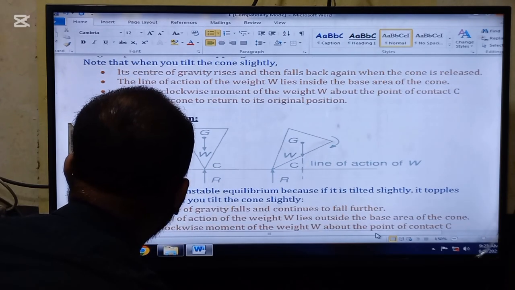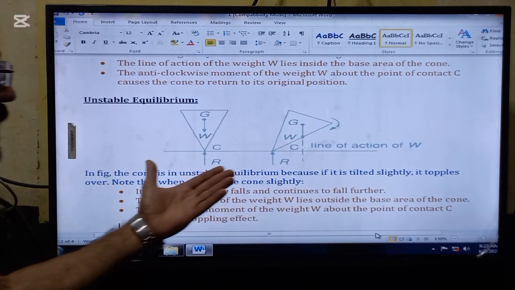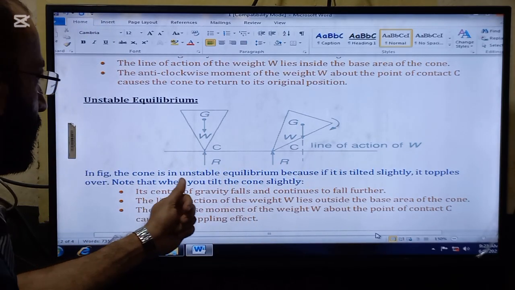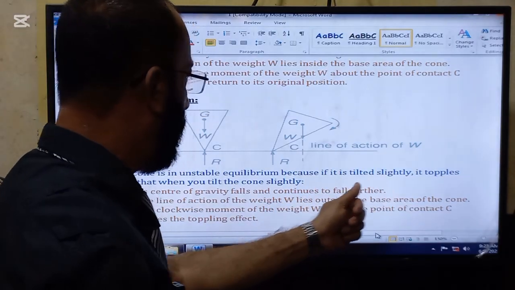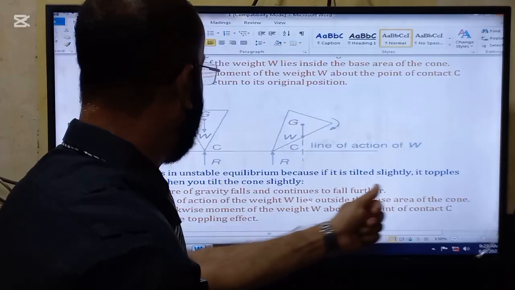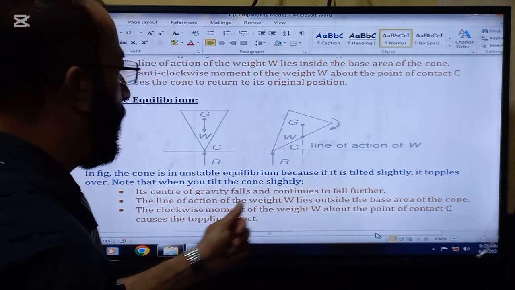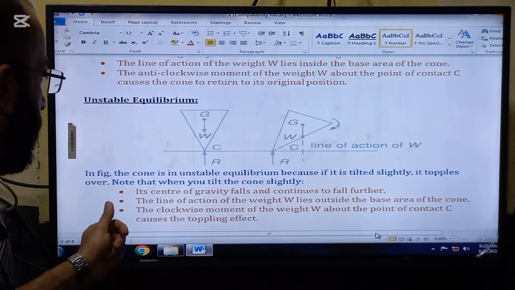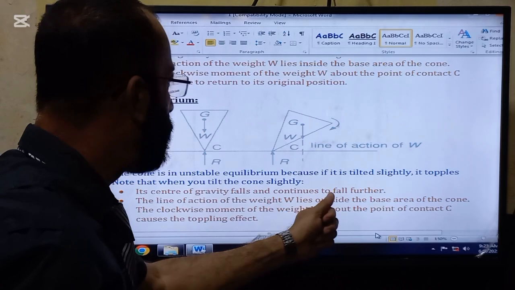Next, we are going to read unstable equilibrium. This is a kind of unstable equilibrium. The cone is in unstable equilibrium because if it is tilted slightly, it will topple over. Note that when you tilt the cone slightly, these three properties actually apply. Number one, its center of gravity falls and continues to fall.